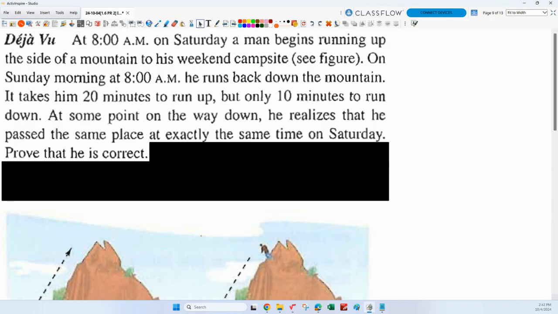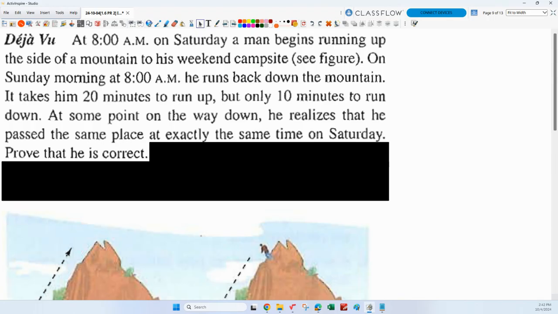All right. Okay, this is a great one to close on. Think about this one now. This is pretty cool. So at 8 a.m. on Saturday, a man begins running up the side of a mountain to his weekend campsite. There's the picture, okay? On Sunday morning at 8 a.m., he runs back down the mountain to get back to his car. It takes him 20 minutes to run up, but only 10 minutes to run down. At some point on the way down, he realizes that he passed the exact same place at exactly the same time of day.